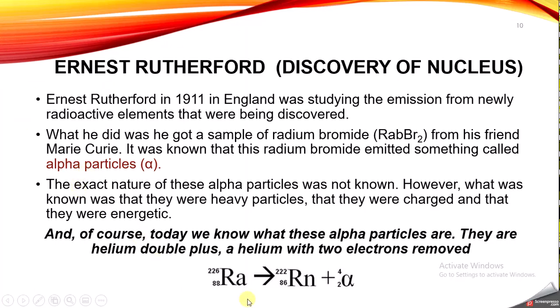This is basically the reaction that happens when radium is converted into radon. Radium is radioactive, and by emitting these alpha particles, having a mass of 4 and atomic number 2, it is converted into radon. He wanted to understand the nature of these alpha particles. Now we know that alpha particles are actually helium 2+ ions, but at that time it was not known. So he was studying these alpha particles using an experimental setup.